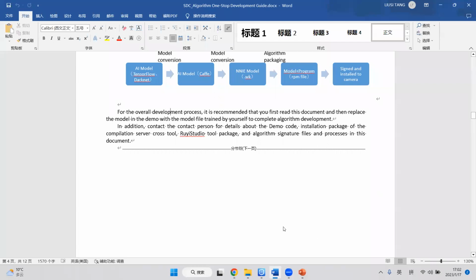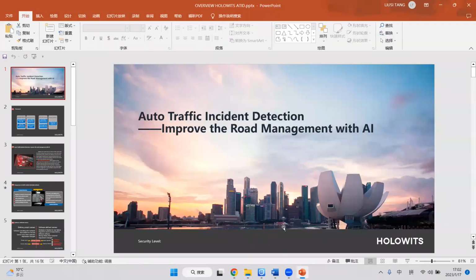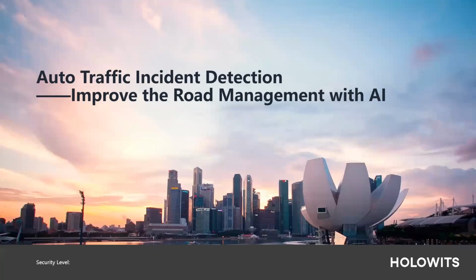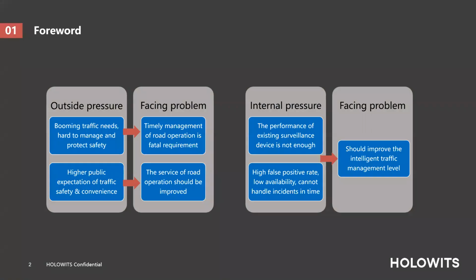First, I will introduce the ATID function algorithms. This is the auto traffic incident detection algorithm, which improves road management with AI. Let me give a brief introduction of the background.